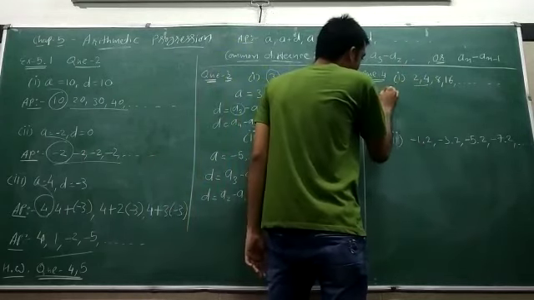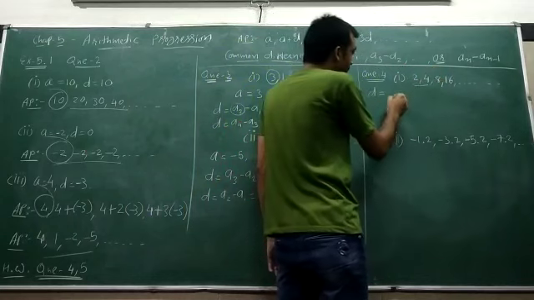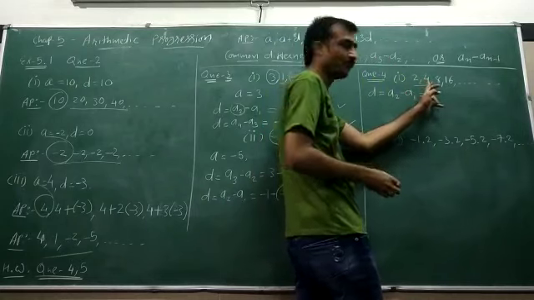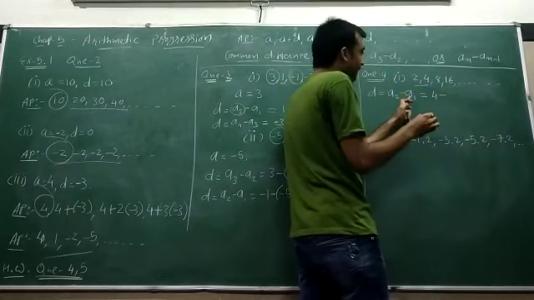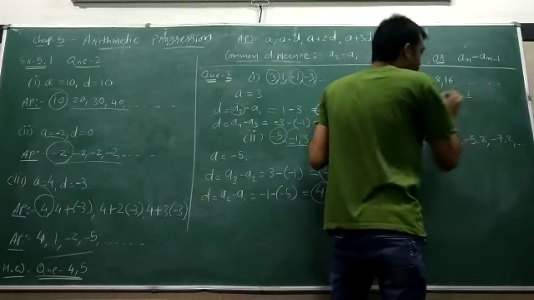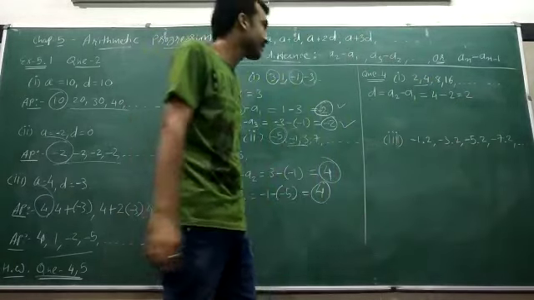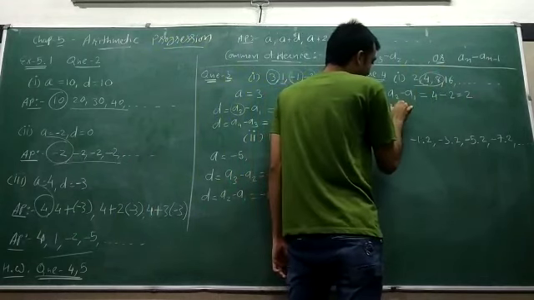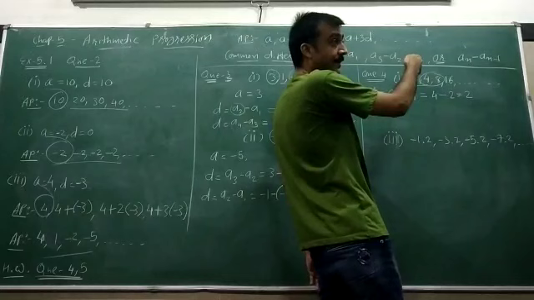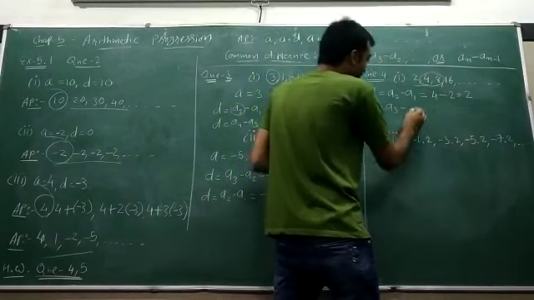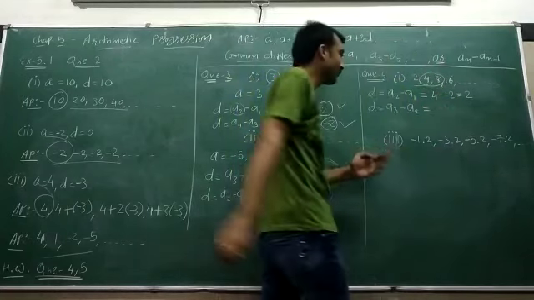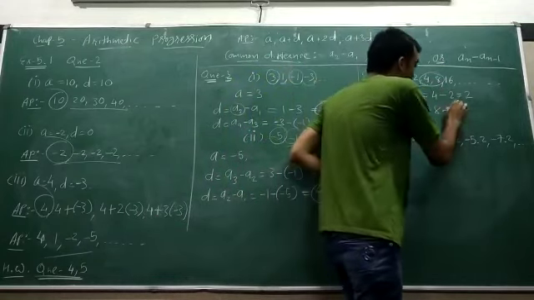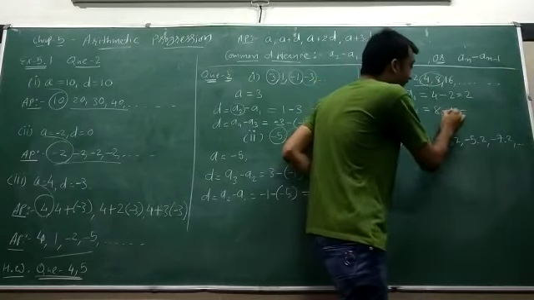Let us find D is equal to first two terms, that will be A2 minus A1 is equal to, what is A2? 4 minus A1, that is 2. So we get 2 as a common difference. Let's take the second and third. D is equal to A3 minus A2. What is A3, the third term? That is 8 minus the second term, 4, and we get common difference 8 minus 4.